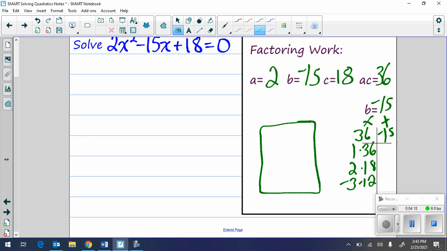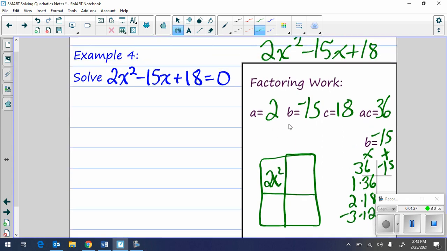Now again, I can't shortcut this one because my leading coefficient is not 1. So first term here, constant term here, and then we're rewriting that -15x as -3x, -12x, and then I'm going to do the GCF. So 2x here, 3 goes into 18, so 3, and it's going to be negative. Here just x, and here 6, and it's going to be negative.